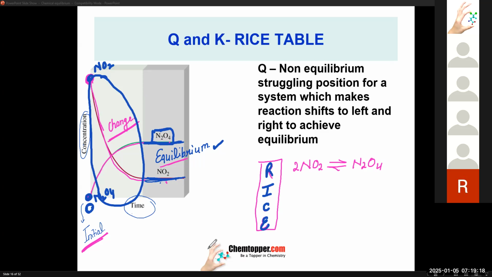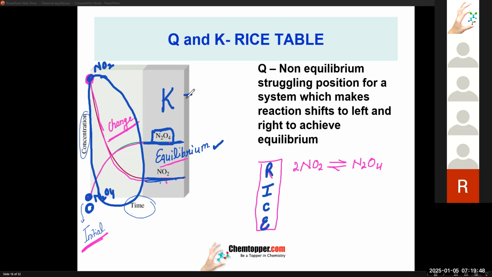Yes, Sanjeev, very good language. The concentrations are shifting. That's what he's saying. The concentrations are changing, shifting. Shifting is a very good word here because these concentrations are changing to come to equilibrium, to come to the stable form, right?